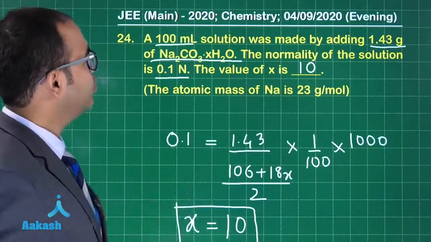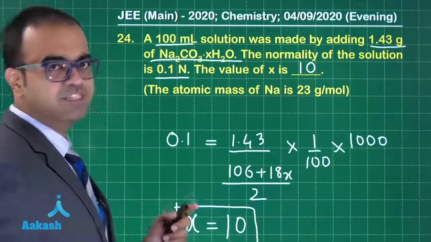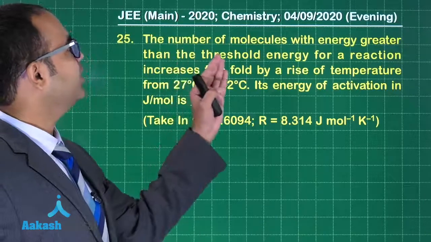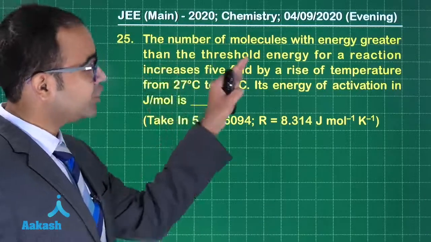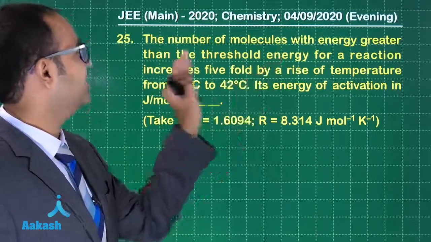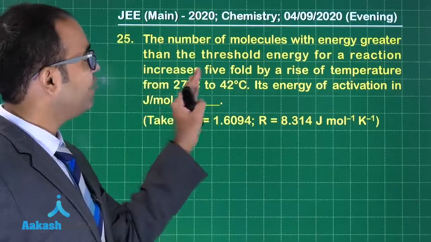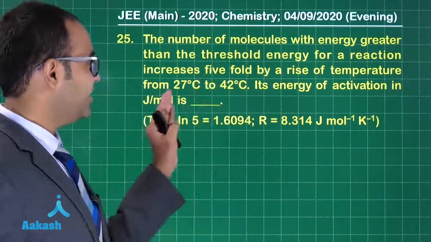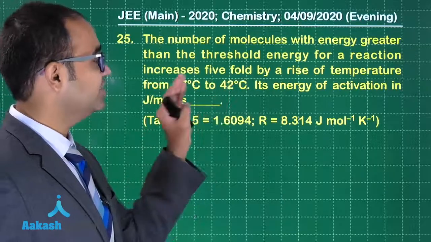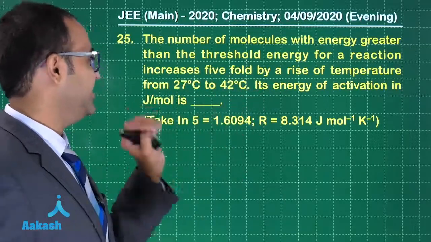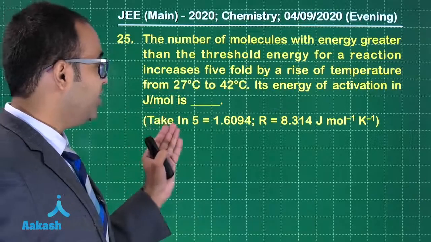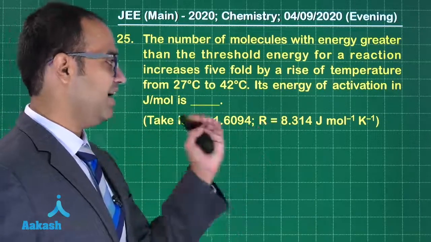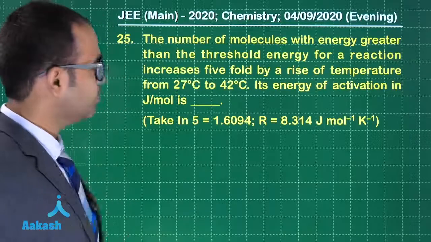Okay, let us go on to the last question of this paper, that is the 25th question. The number of molecules with energy greater than the threshold energy for a reaction increases 5-fold by a rise of temperature from 27 degrees Celsius to 42 degrees Celsius. Its energy of activation is? They have given us the value of ln 5, that is 1.604, and R we have to take as 8.314.